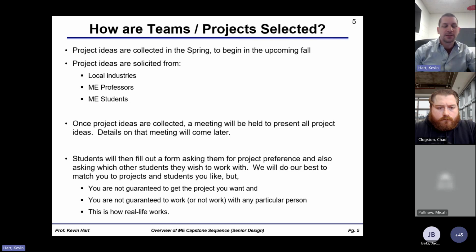So that's that. The projects generally come in from local industry sponsors. We have people like Milwaukee Tool, all sorts of people in the Milwaukee area. I don't want to name all of them.